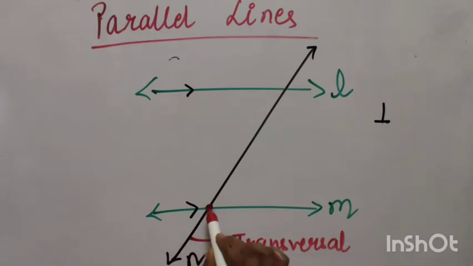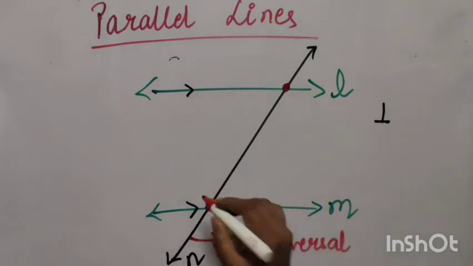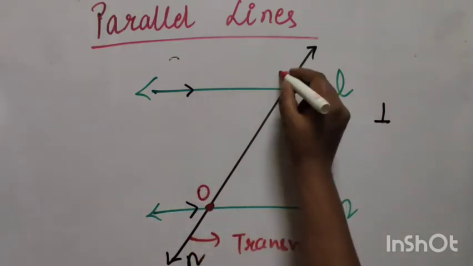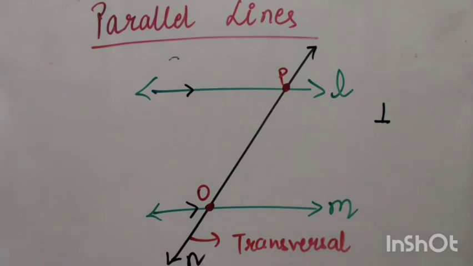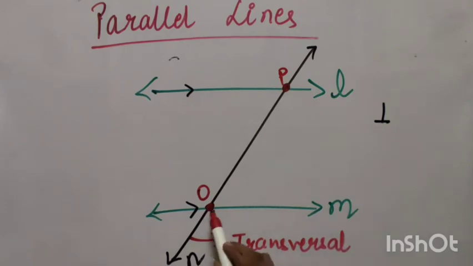It intersected the parallel lines at 2 points. Let's suppose I call them O and P. So the line N, which is a transversal, has intersected these lines at points O and P. Here you can notice that since it is intersecting at these points, definitely they are forming a few angles. Now we are going to discuss the angles that have been formed in the parallel lines.